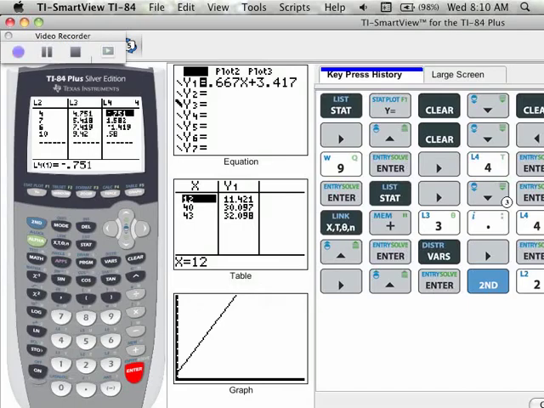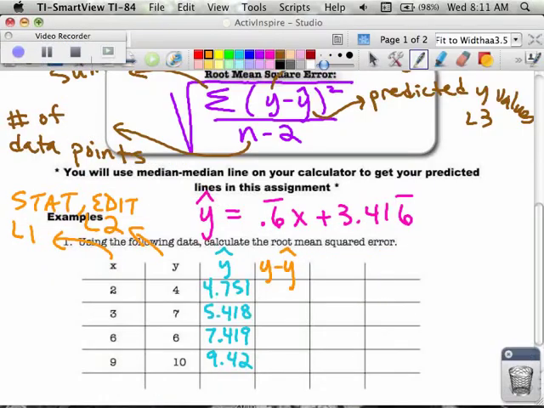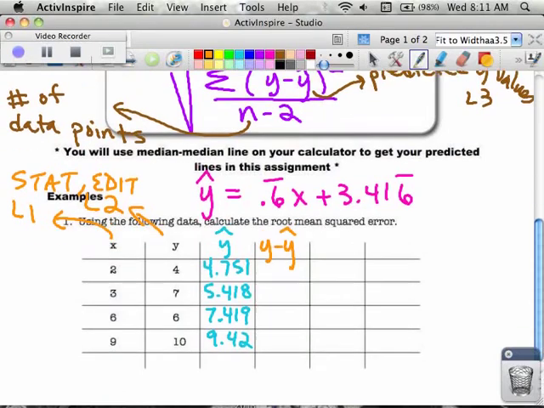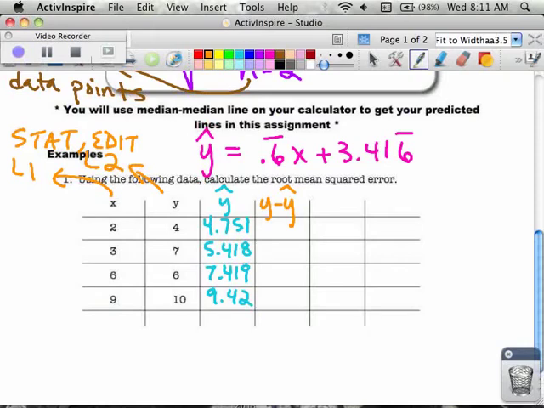From that list, now in our notes, under that list, we're going to write down all those values. So they were negative 0.751, 1.582, negative 1.419, and 0.58.